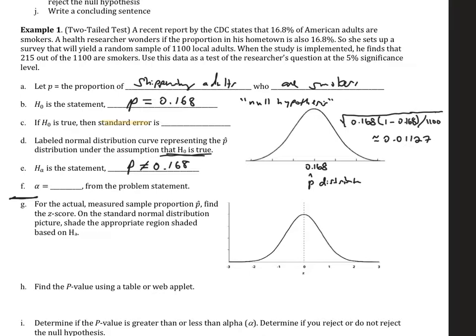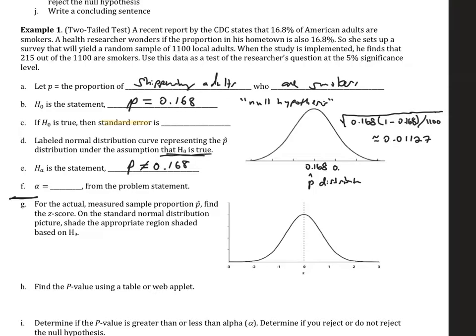If I want to label each of the tick marks on the p-hat distribution picture that I have here, I'll round this off to just 0.011. In other words, I'll round it off to 3 decimal places because this only has 3 decimal places. That's just so I can write this down easily without having to squish my pen too much.